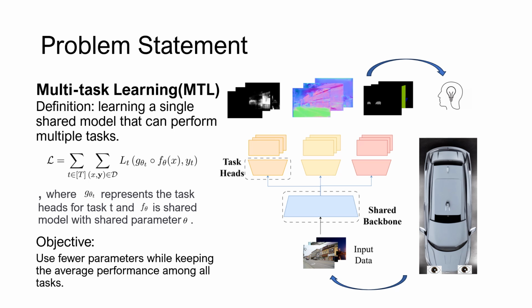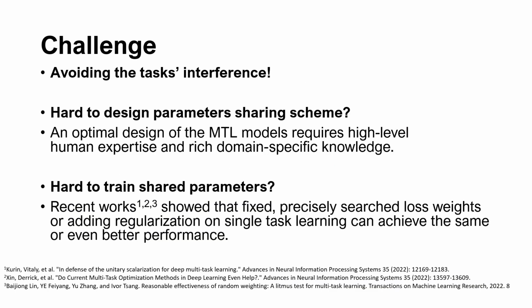However, the performance of some tasks training together will be hurt. This phenomenon is called negative transfer. How to solve negative transfer is the main challenge of multitask learning. To achieve the objective, the core is to avoid the task's interference on shared parameters. Recent works have proposed many methods to solve this problem, which can be roughly divided into two categories.